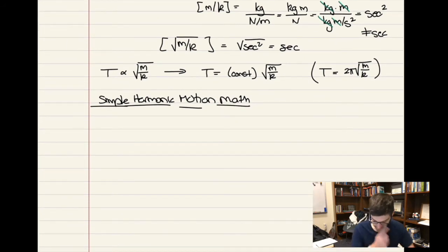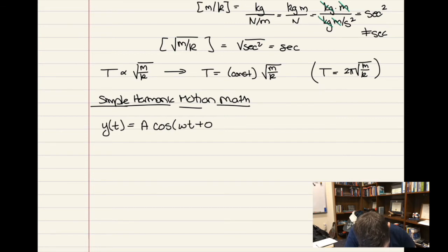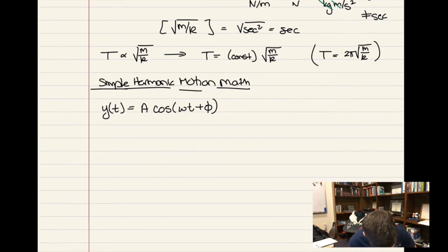Let us start with our definition, where we said simple harmonic motion is defined by this. That is the most general form of simple harmonic motion. The derivative, or the velocity, can easily be calculated.